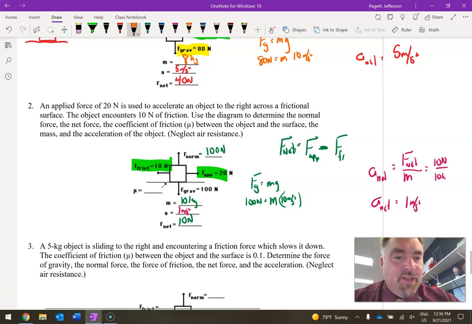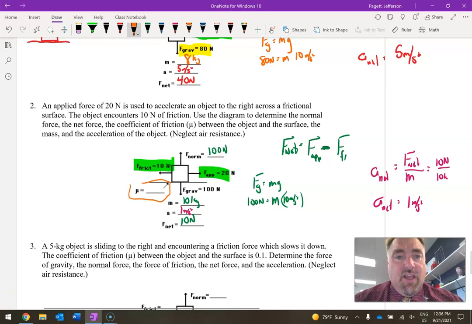Now, the thing we didn't talk about yet was this mu, our coefficient of friction. For this, we have two different ways. One, we can go to our reference tables, and if we know what the materials are, some of those are listed there. Here, they don't tell us if it's wood on wood, ice on rubber, or Teflon on Teflon. We don't know that.